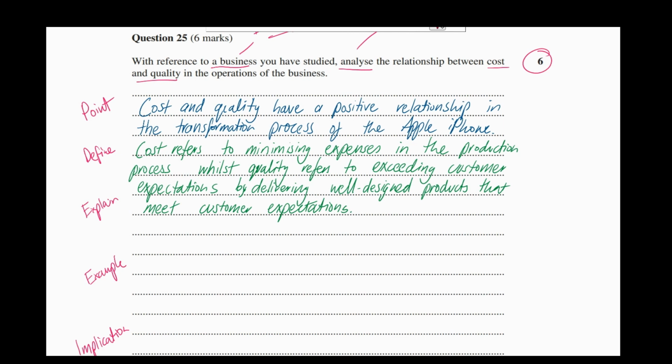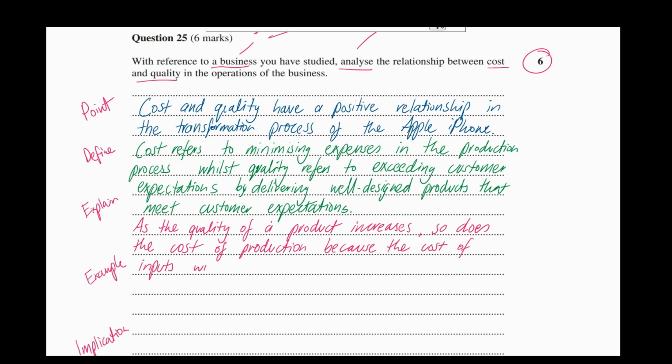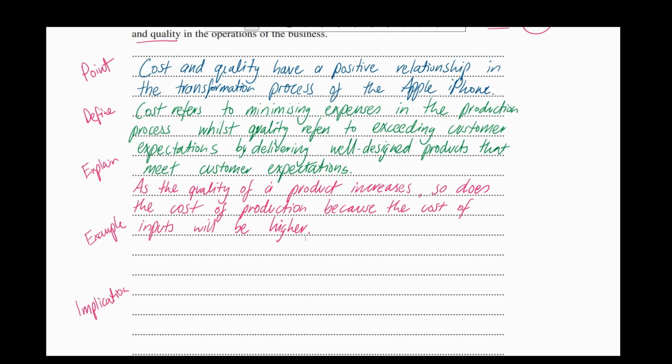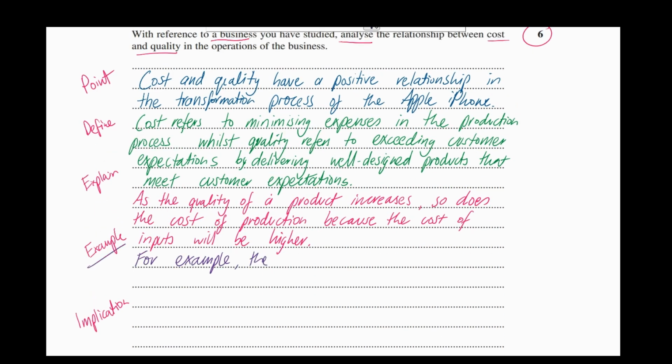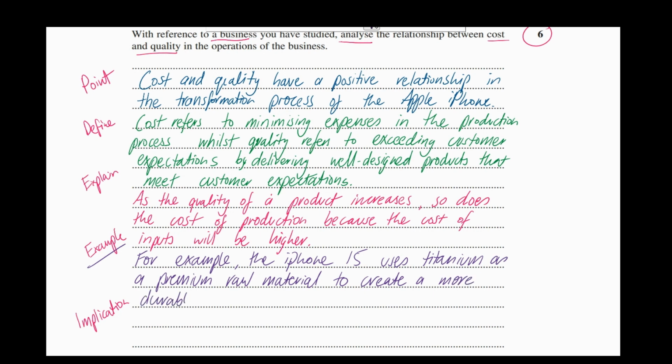Then let's explain the actual relationship. As the quality of a product increases, usually the cost of producing it increases because the cost of inputs will be higher. So we've got a cause and effect relationship by saying that, dropping in that because. For example, let's go with that Apple iPhone. For example, the iPhone 15 uses titanium as a premium raw material to create a more durable and lightweight product at higher costs.